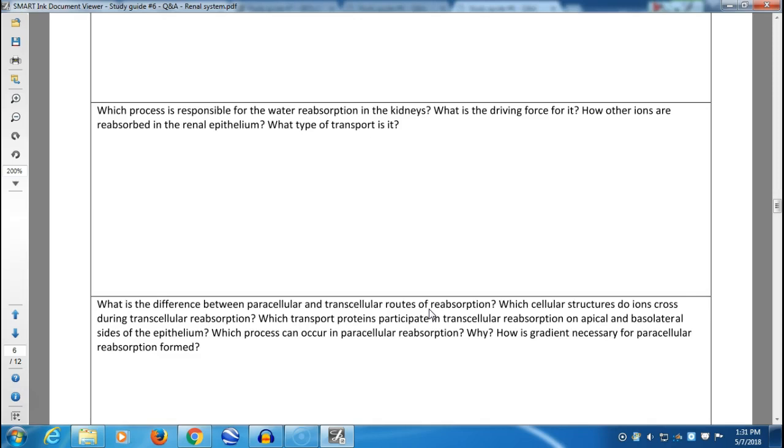Paracellular, transcellular routes. Things that I want you to focus on. Paracellular, between; transcellular, through the cell. Remember? Paracellular route, between the cells. It doesn't cross any membrane. So paracellular route can be only what type of transport? Only diffusion. Because there are no transmembrane proteins, meaning it cannot be active transport. Which cellular structures do ions cross in the transcellular route? Apical epithelium, cytoplasm, basolateral epithelium, with transport proteins.